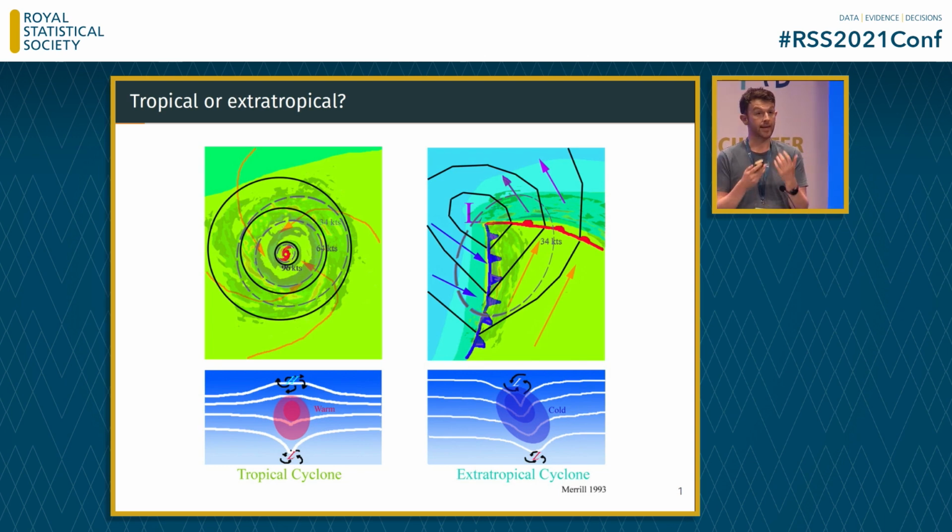Despite the differences in the physics between these two systems, they have some commonality in how they're represented as statistical objects. The path they take is described as a track that's marked by an observation of low pressure or vorticity. And you can also describe a distribution of extreme winds, in this case, relative to that point on that track.